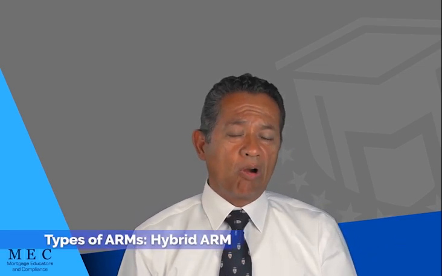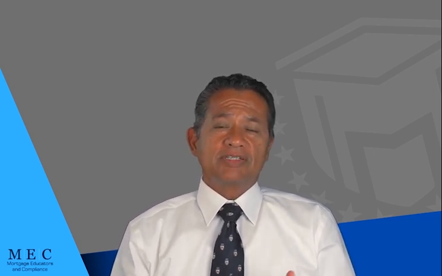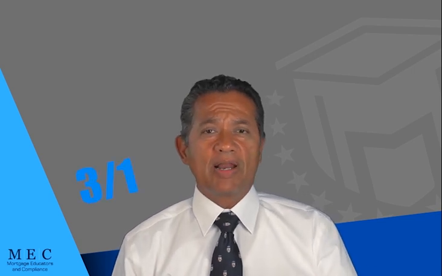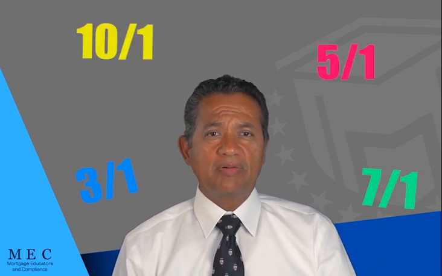Think of a hybrid car, and then you'll understand a hybrid ARM. A hybrid car would work off of electricity and gas. A hybrid ARM is fixed and adjustable. So you'll see them advertised as a 3-1, a 5-1, a 7-1, a 10-1, right?